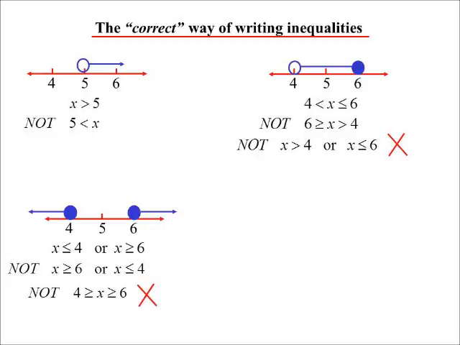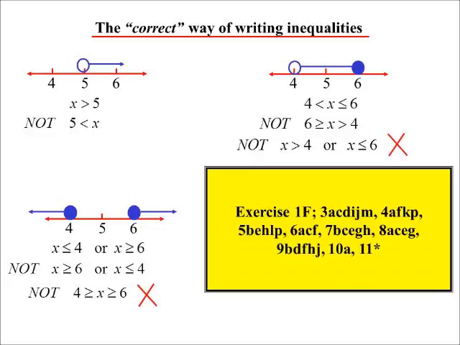4 is greater than or equal to x is greater than or equal to 6. What? No, just wrong. Just wrong. So really, it's one of two things. If you're in between, then you write it in between. If it's either side, then you write it as or. All these things are happening. All right, there we go. 1F.